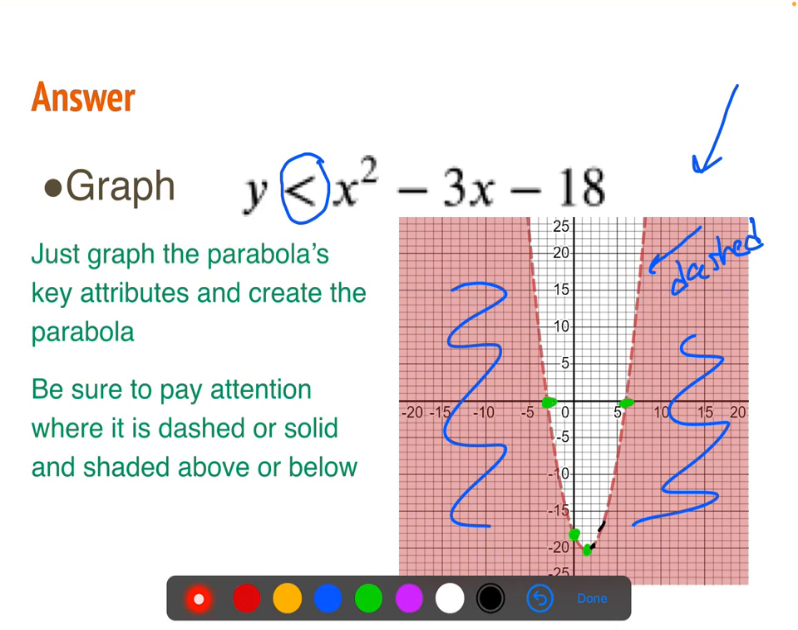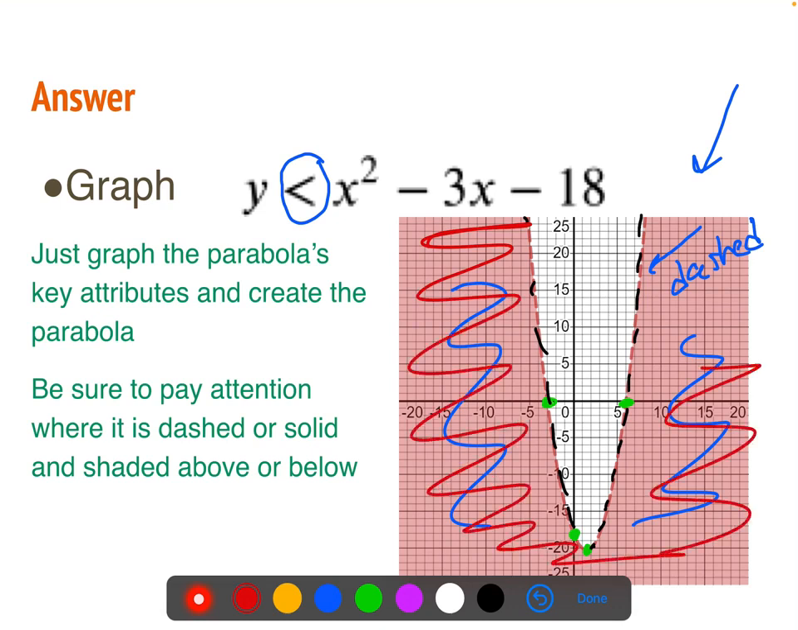And what I would have done if I was doing it by hand is plotted those points, and then since it's dashed, I would have put my little dashed line connecting them. And then since it's less than, I would have shaded everything below. So I would have done the same thing Desmos did if I had to do it by hand. I recommend using Desmos though. Now that's graphing inequalities. Let's do some solving them.